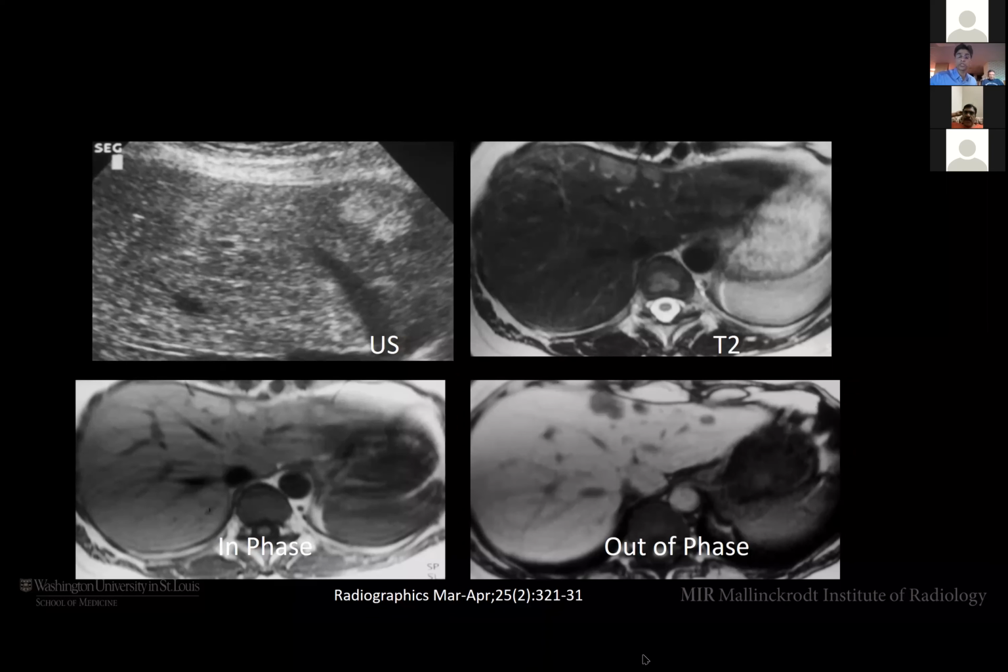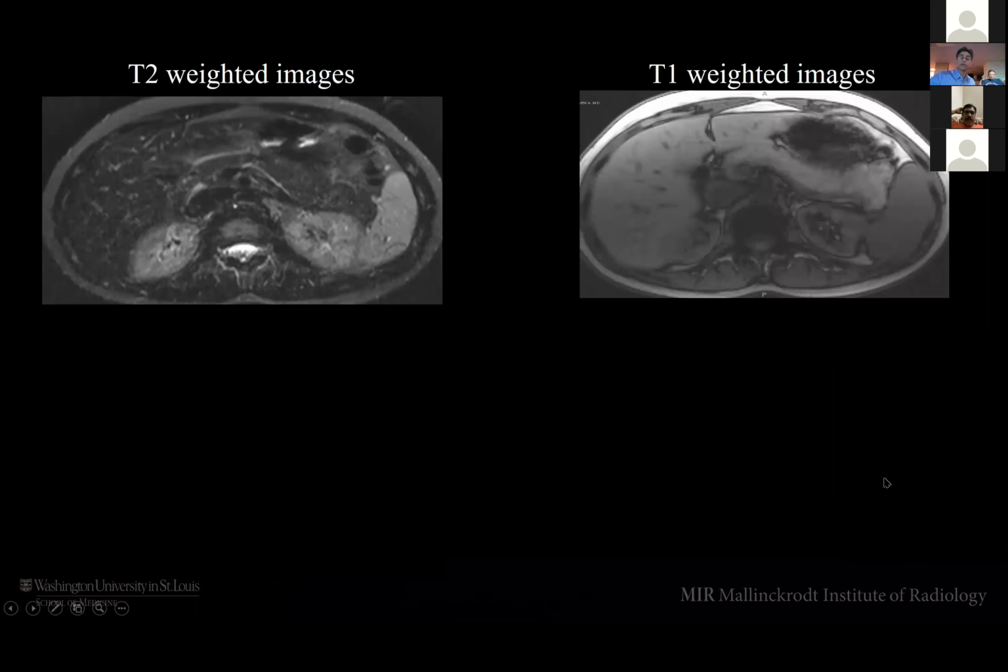That's how you need to set it up, because you want to account for the T2 star decay that's going to take place anyway as your TE goes up. So the main point here is that your TE on the out of phase image should always be shorter than the in phase image that you're using for liver imaging there. All right. So here are the T2 weighted images on the left and the T1 weighted images on the right.